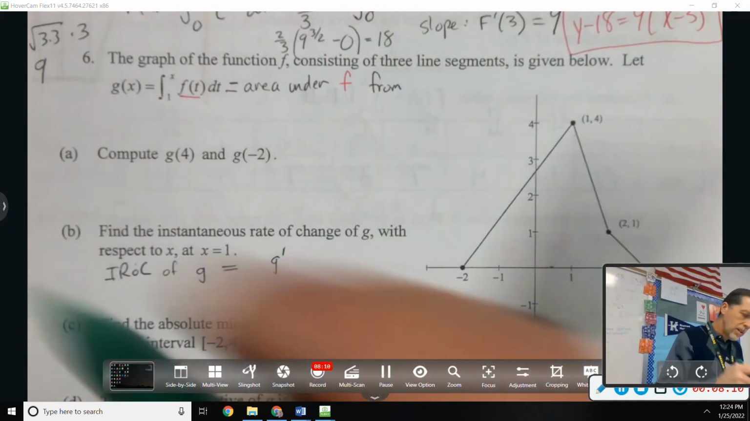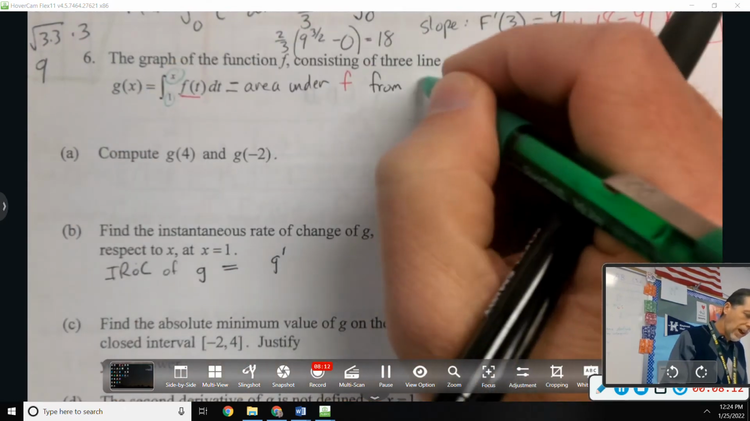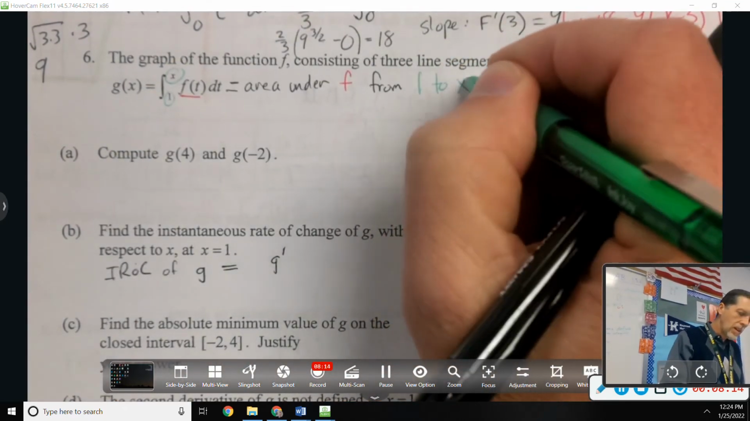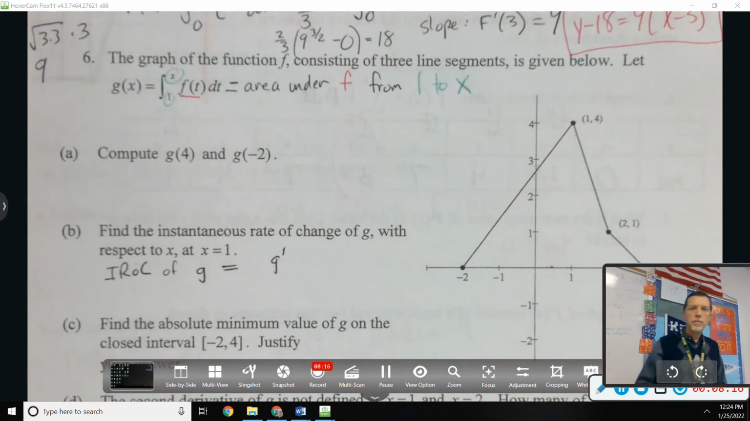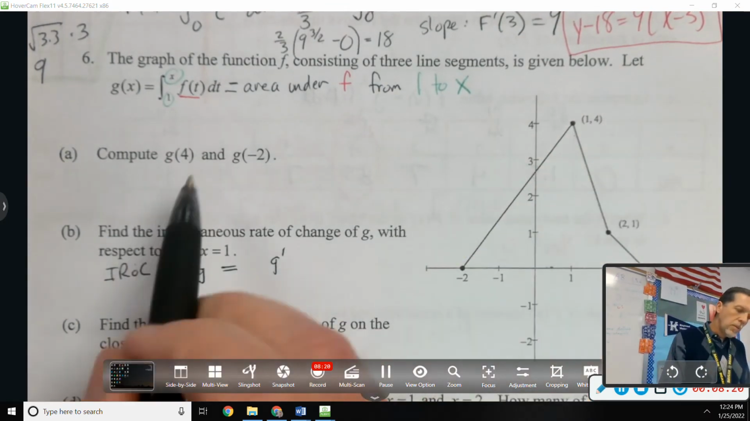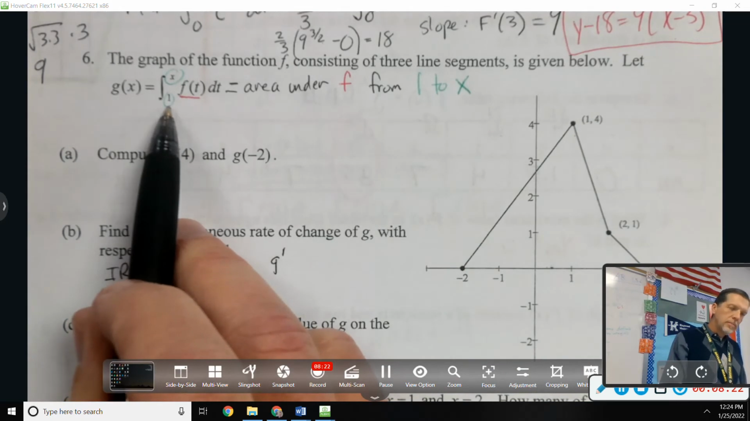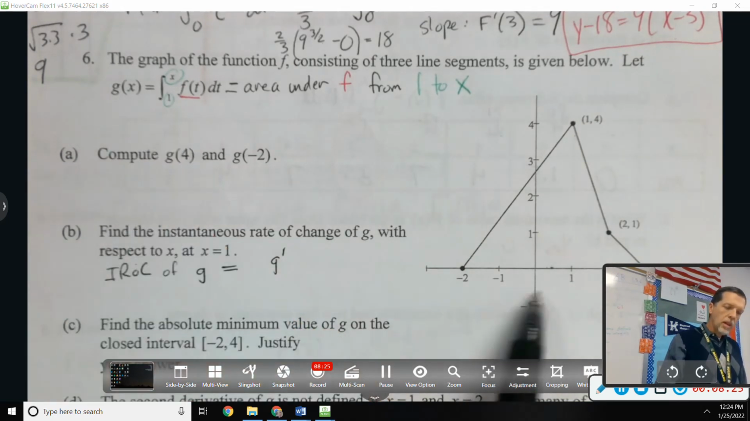from 1 to x. I don't know what that means. So why area, is it 1? Pardon? Why is it 1? Why is it not -2 if the line goes there to 4?